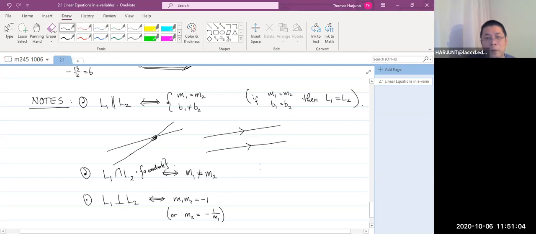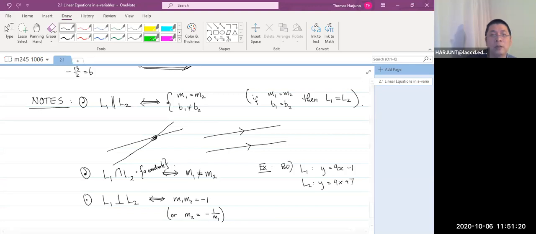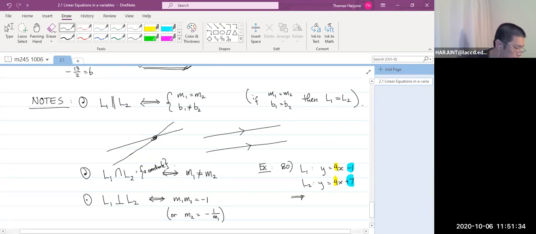Okay. Example number 80. We have line 1, y equals 4x minus 1. Line 2, y equals 4x plus 7. They have the same slope. Already in slope-intercept form, right? Yet the constants are different. So what do we say about line 1 and line 2? Same slope, different y-intercept, they are parallel.